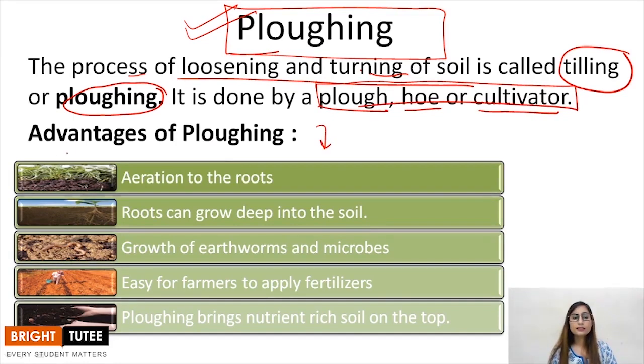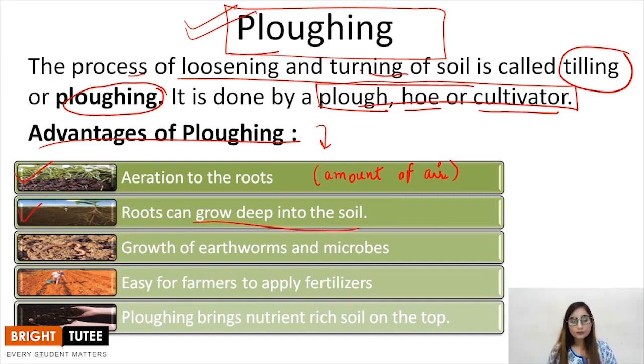First of all, let us see the advantages of plowing. Why do we plow the field? Firstly, for the aeration of roots, basically to increase the amount of air present in the soil, right? Because our plants need air for growth, so soil must also have some air. So first advantage is aeration of roots. Second is roots can grow deep into the soil.